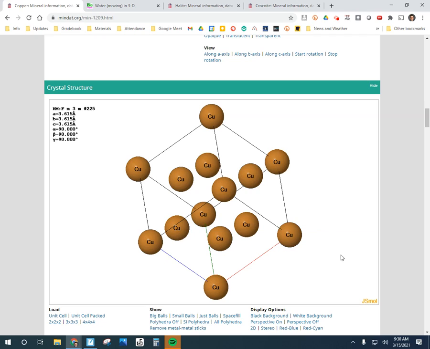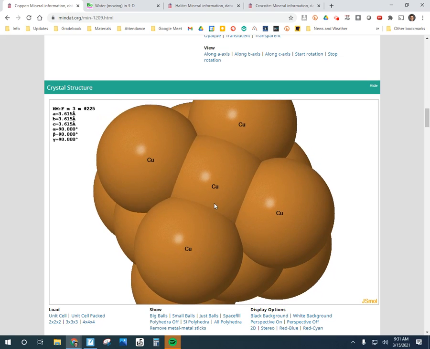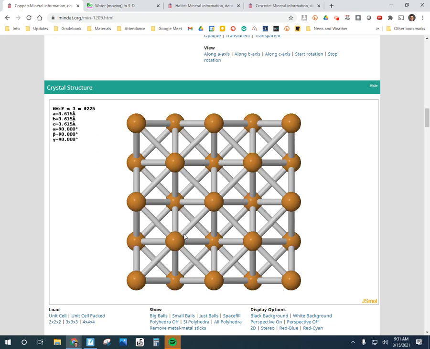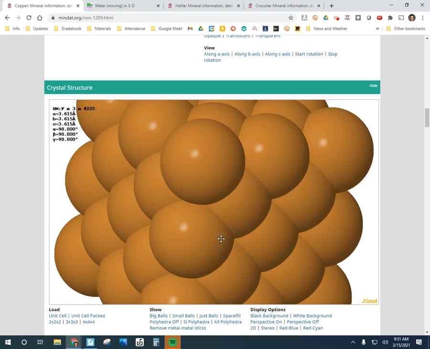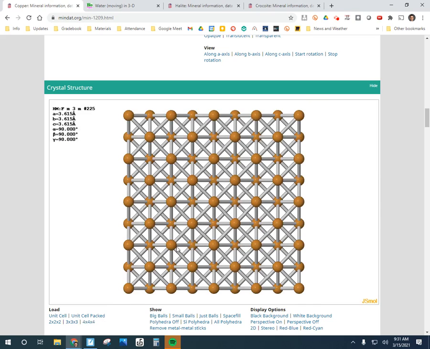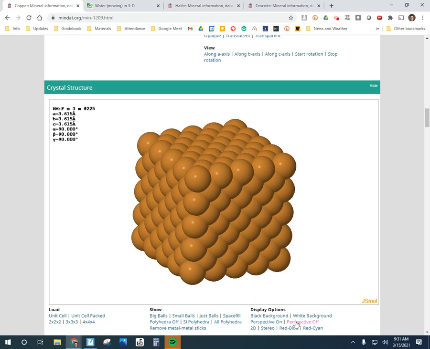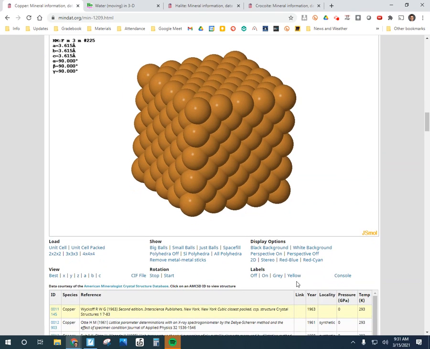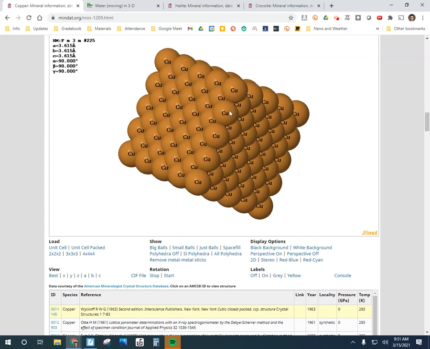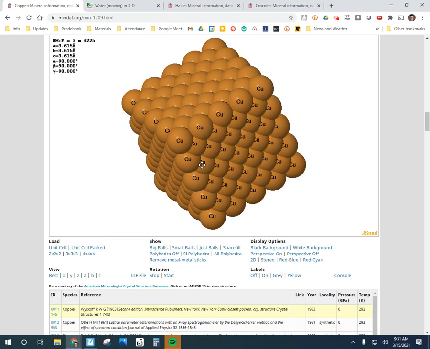A couple of different ways to visualize this too. If I show you the space filling model, it might be a little bit more accurate to think of solid copper like that. And if we had a bigger chunk, it might look like this, or even a bigger chunk might look something like this. So if I were to count up or have a mole of copper, I would have a mole of copper atoms.